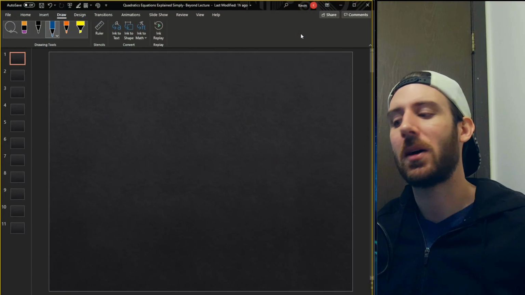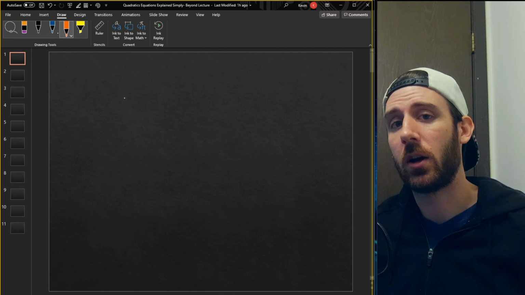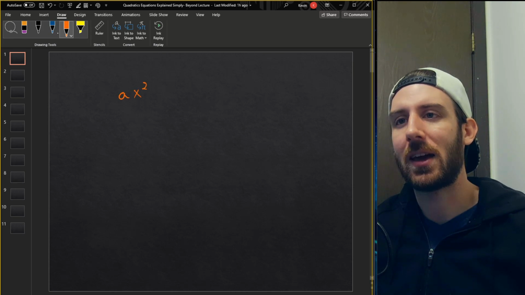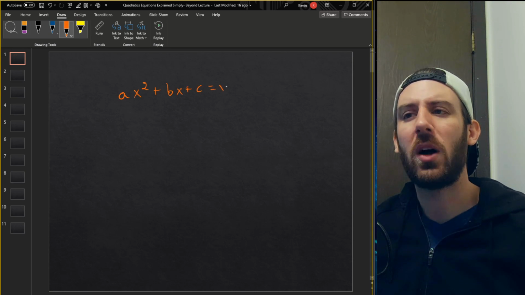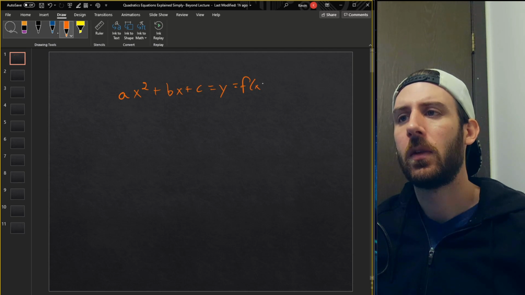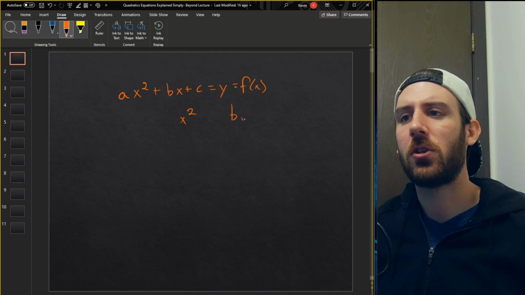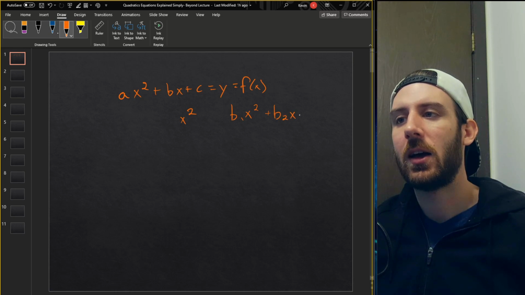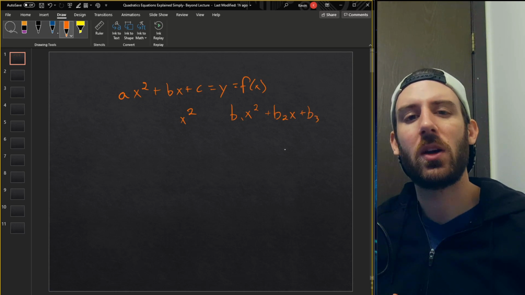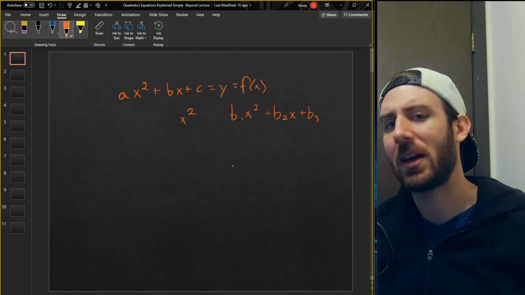Now, the first thing I want to talk about is what exactly do we mean by quadratics? Quadratics in the math classroom are usually represented by their equation. This is going to be something of the form ax squared plus bx plus c equals maybe y, or we write this as f of x. Sometimes we just see things like x squared. Sometimes we see fancier notation like b1 x squared plus b2 x plus b3. There's a lot of different ways to write these, but what we're talking about is a structure. It's a behavior. There's something behind the scenes occurring.